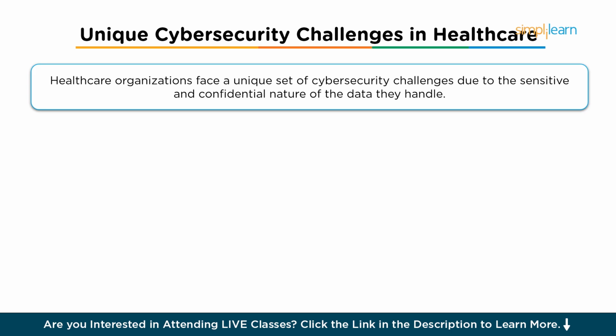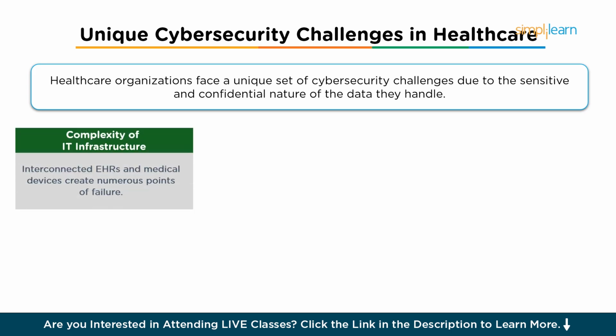Healthcare organizations face a unique set of cybersecurity challenges due to the sensitive and confidential nature of the data they handle. Unlike traditional industries, healthcare operates under strict regulations which demand the utmost privacy and security for patient information. The challenges healthcare organizations face include, but are not limited to, rising complexity of IT infrastructure. Healthcare facilities have complex IT infrastructures that integrate numerous systems, including electronic health records, EHR, hospital management systems, and connected medical devices. This complexity often leads to vulnerabilities.